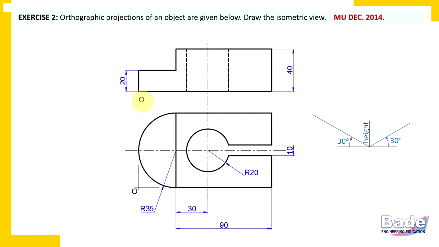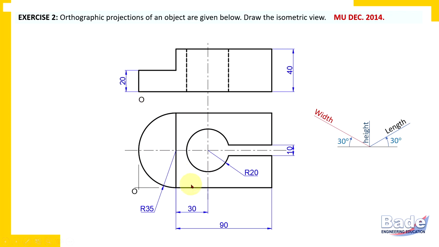If point O is on the left end of the object, then it means that the left side axis is to be considered as the width axis. So this axis is the width axis, and how have you taken that decision? Check on which side point O is.